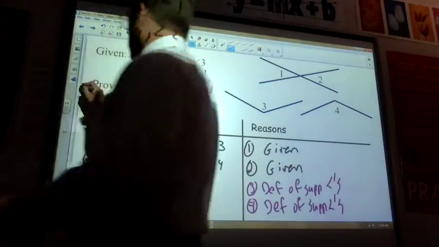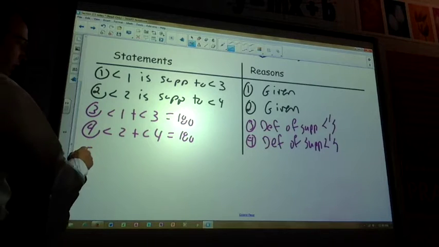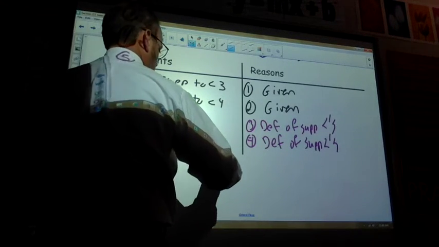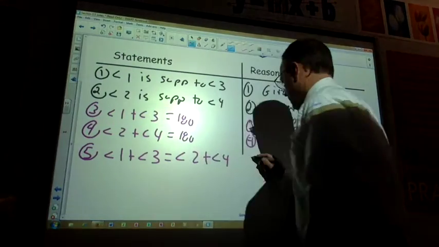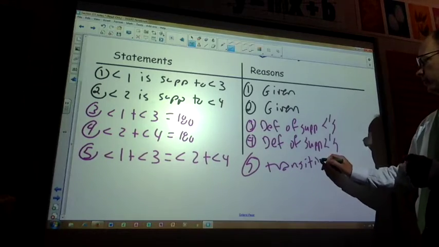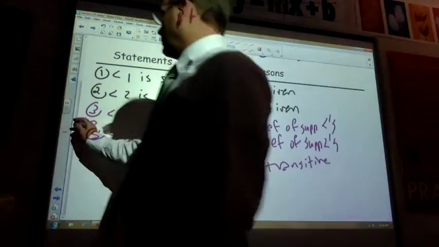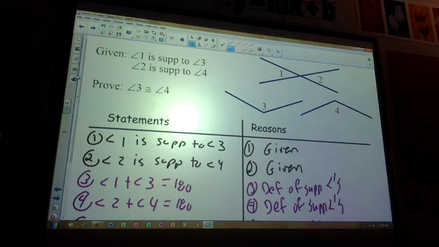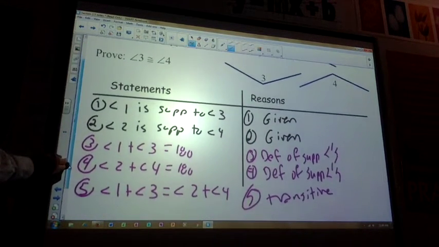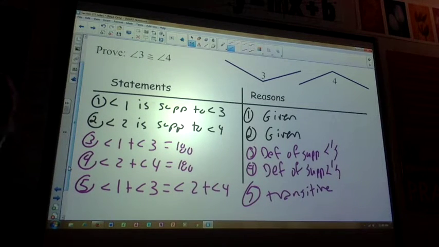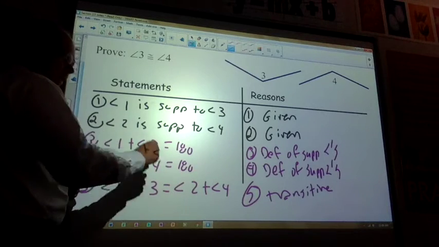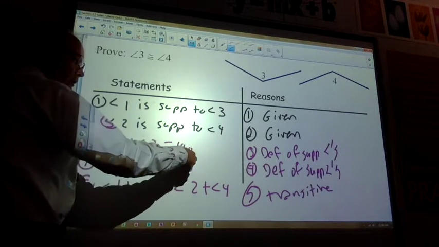At that, we could probably go ahead and state this. Why? Transitive, good. But now I'm stuck. Why wouldn't it be substitution? Because here's three things. This whole thing equals 180. This whole thing equals 180. I have 1, 2, 3 things.